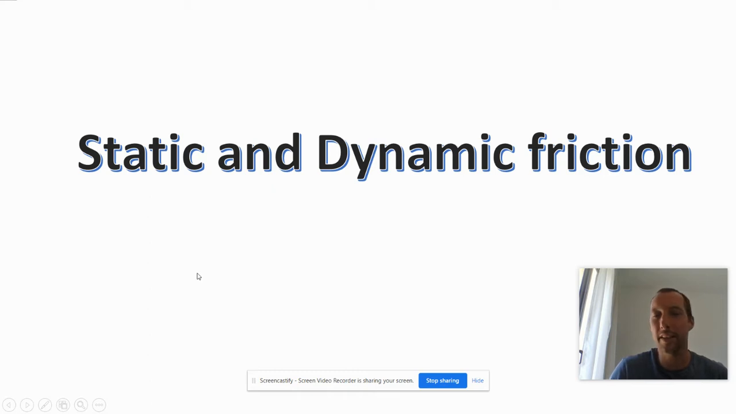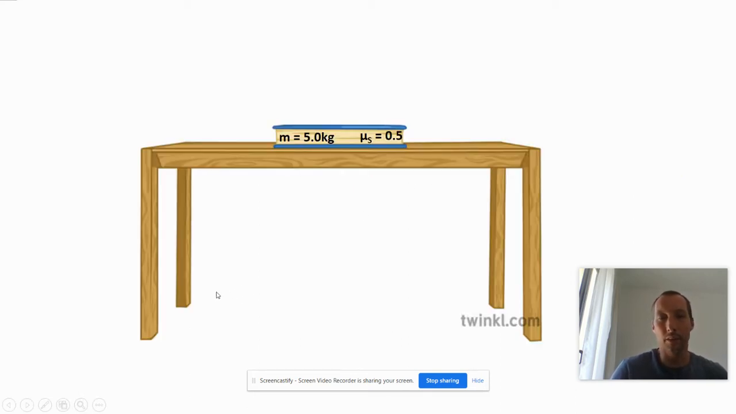So, static and dynamic friction. Remember, static friction is the friction acting on an object when it's not moving. So you push on a car that's sitting on the road. If that car doesn't move, then the force of you pushing is being opposed by a frictional force. We call that static friction. If you push something and it does move, if you can get that car rolling, then you're going to have dynamic friction.